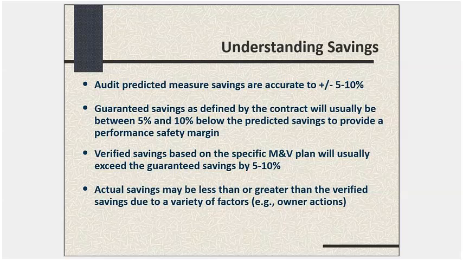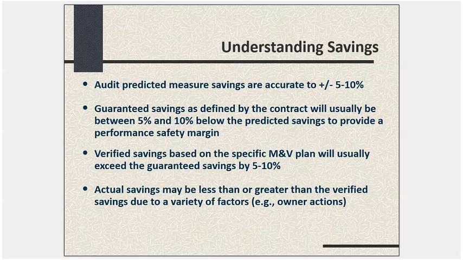Then the verified savings are the savings that are established by actually executing the M&V plan, and it's quite common for the M&V plan, once executed, to show that you've actually exceeded the guaranteed savings by 5 to 10%, and it's not unusual to even exceed the projected savings. So it's quite possible for the verified savings to come out, if the predicted savings were 100 units, at 105 potentially.